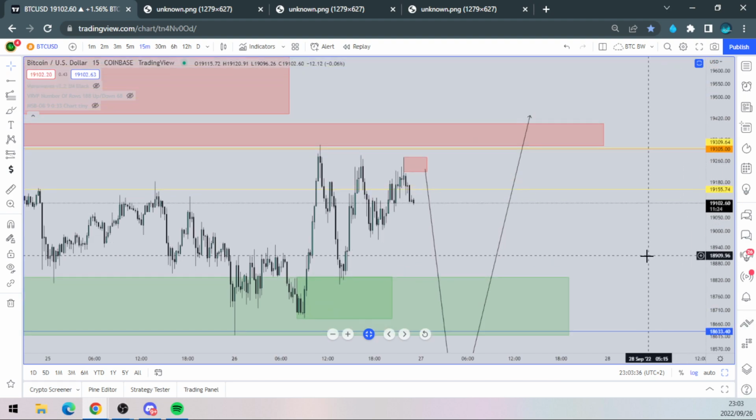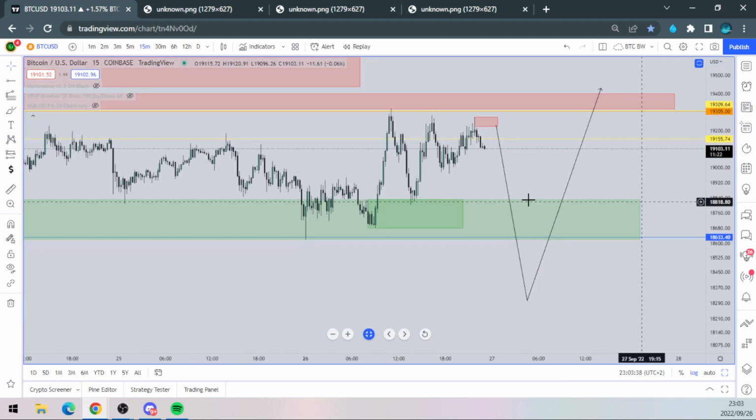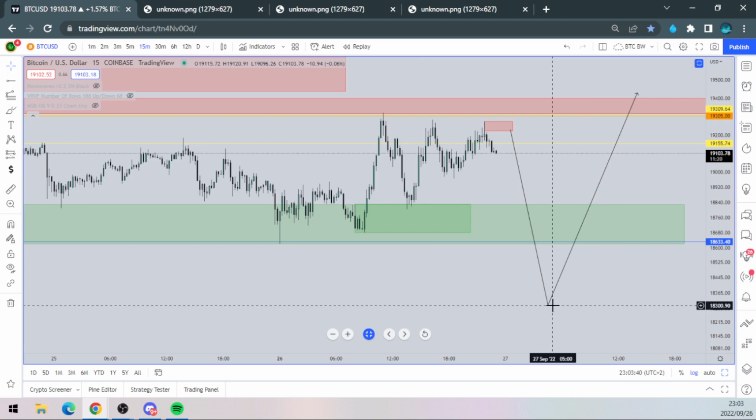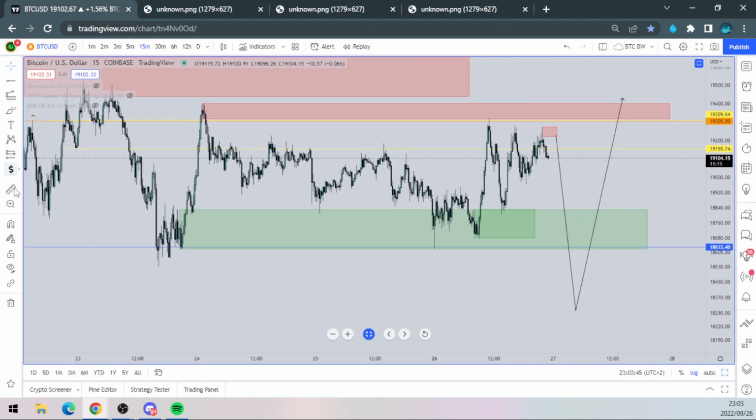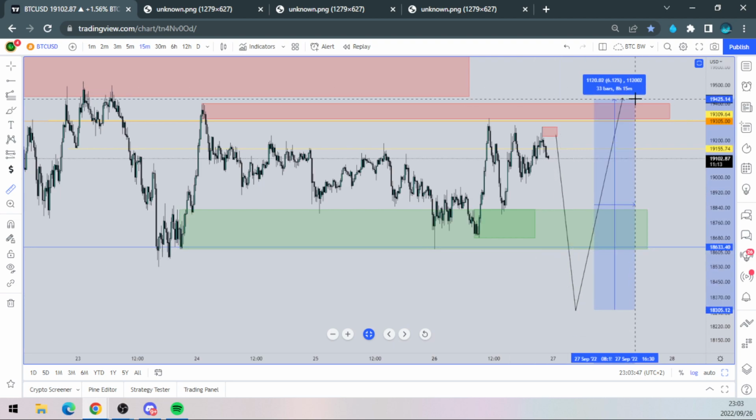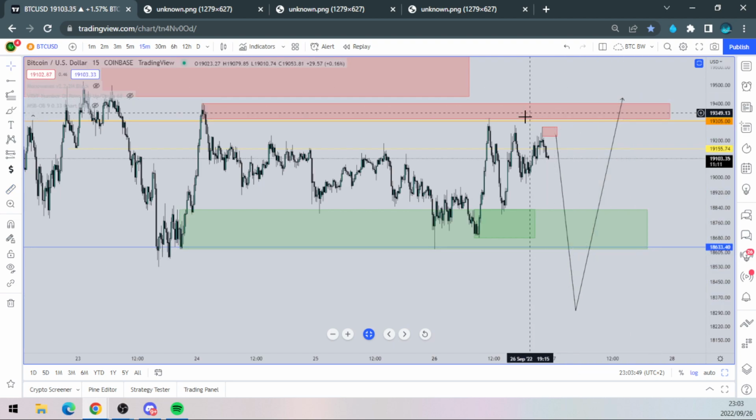We'll monitor the price, and hopefully we get the 18.3 low here, then we can long that. It's quite a decent move from 18.3 up to at least 19.4. That's $1,000. Okay, thanks guys, that's it.